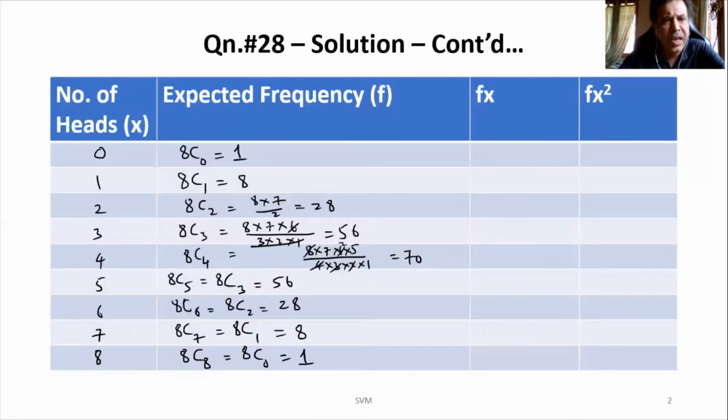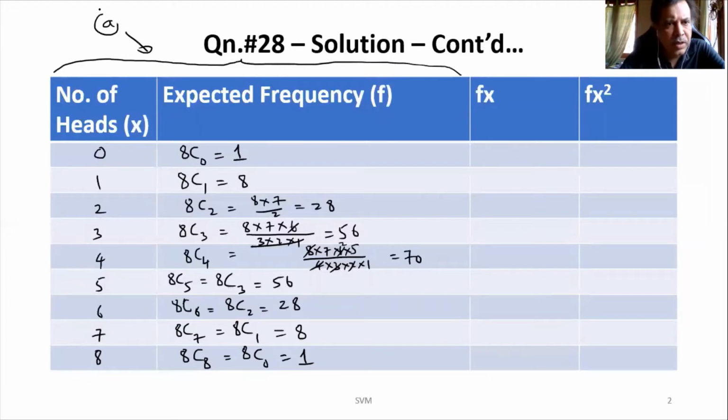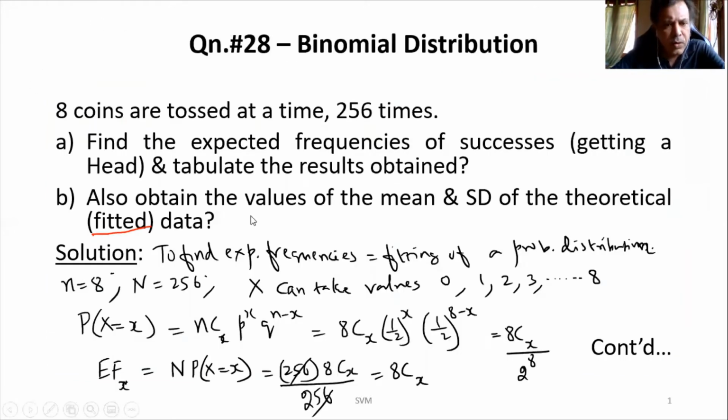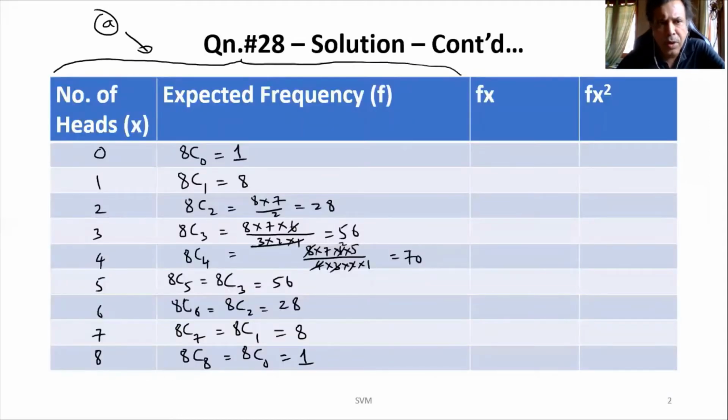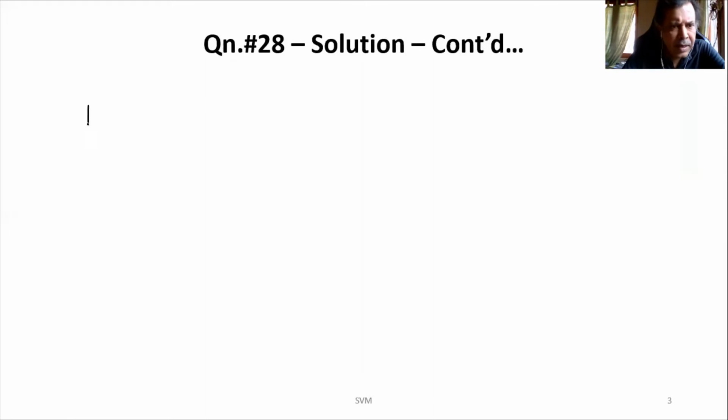So these two columns give us the answer for the first question, question A. What is question B? Also obtain the values of the mean and standard deviation of the theoretically fitted data. Whatever we did is the theoretical values. Now we need to find the mean and standard deviation. For finding the mean, we need the formula: mean is summation of fx divided by capital N. That we will have to find.